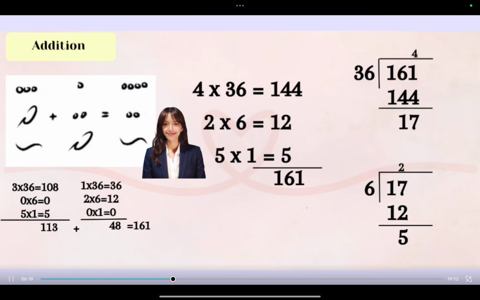And as you can notice as well, you can add them directly. You can see that 3 plus 1 is equal to 4, 0 plus 2 is equal to 2, 5 plus 0 is equal to 5. Again, resulting in 425 base 6.